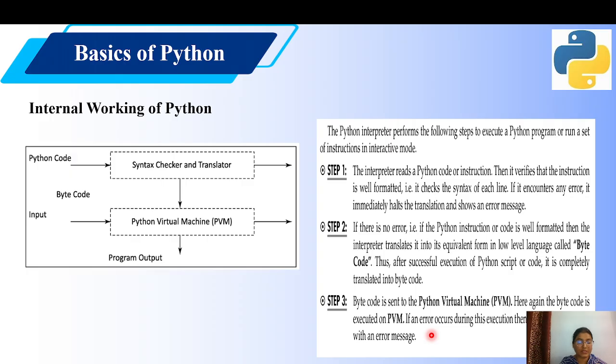So the whole process is like cooking from a recipe. First, you read the recipe carefully. It means you will check the syntax. Then you translate it into step by step cooking actions. That is it, it is bytecode. And finally, you execute it in the kitchen. And if you miss an ingredient in step 1, you stop immediately, right? And if you burn the dish in step 3, you also stop with an error. So that's the internal journey of every Python code we write.